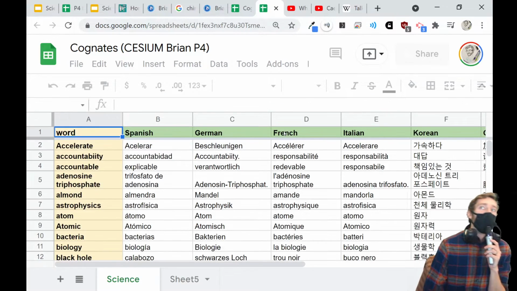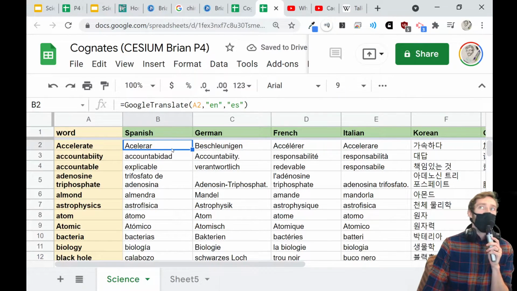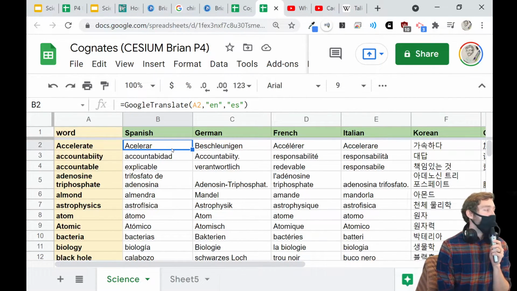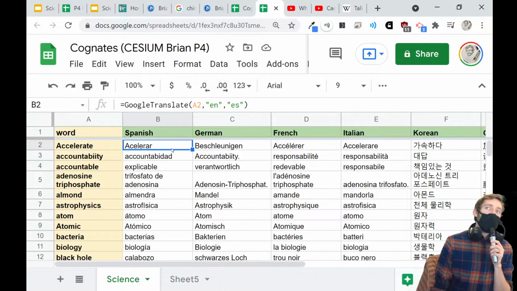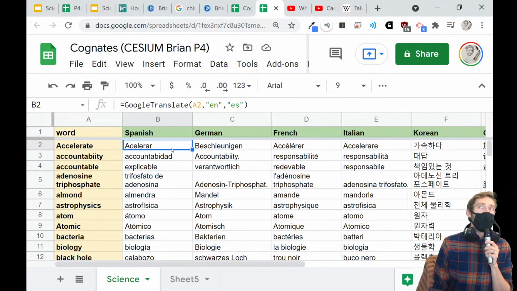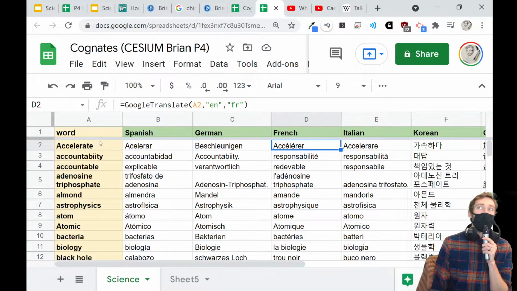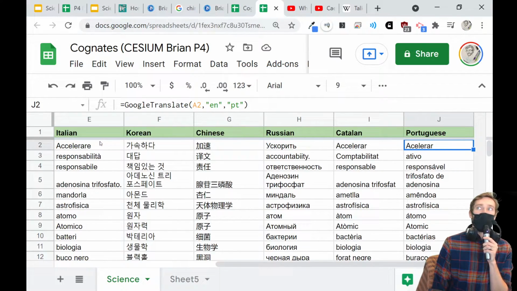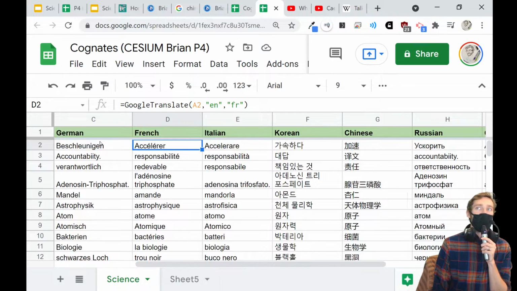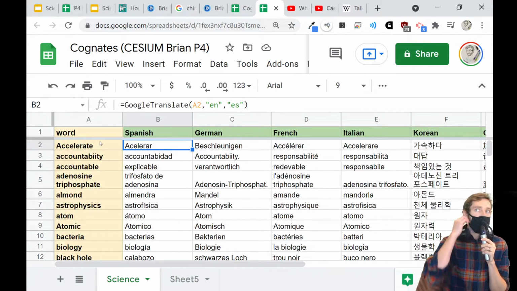This spreadsheet is actually something that I borrowed from a professor at Northridge, but this cognate chart has Google Translate formulas in each of these. Right here it says equals Google Translate, take the word in A2 and take it from English into Spanish. So accelerate has a lot of words in different languages that all kind of seem like accelerate. They all kind of look the same.